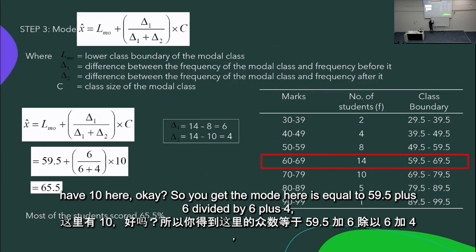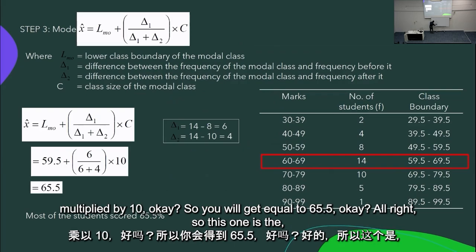So you get the mode here is equal to 59.5 plus 6 divided by 6 plus 4, multiplied by 10. So you will get equal to 65.5.